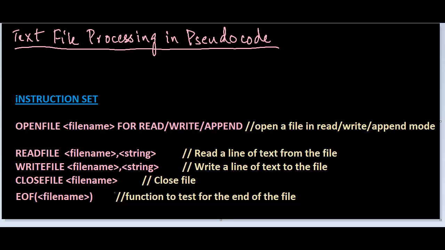When we want to write a line of text into the file, we are going to be using the write file instruction. The close file instruction will close an already open file. And finally, we are going to make use of a function which is the end of file function, denoted by EOF. We're going to use this function to test whether we've reached the end of the file.